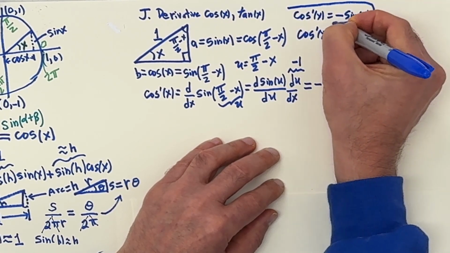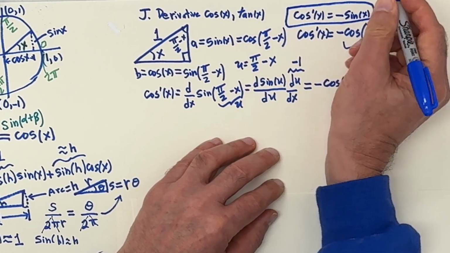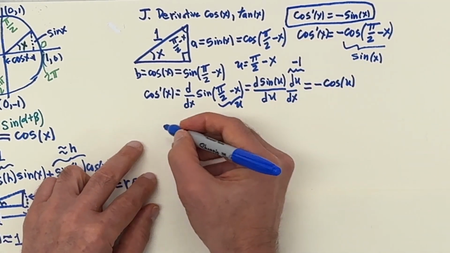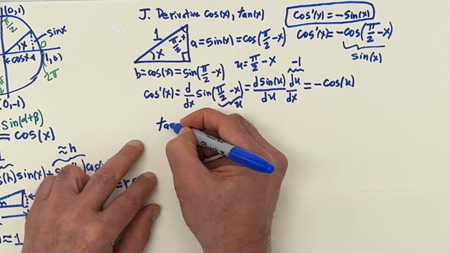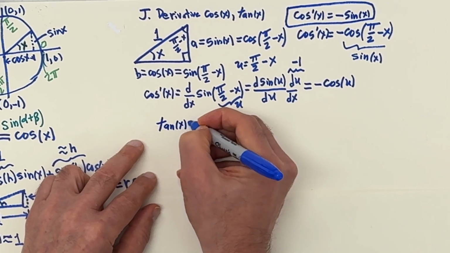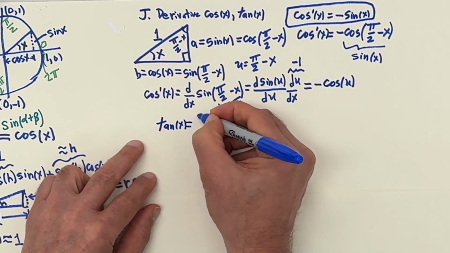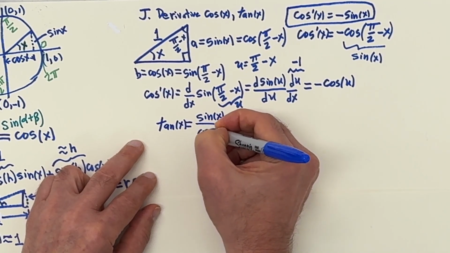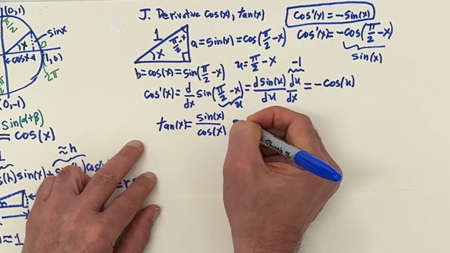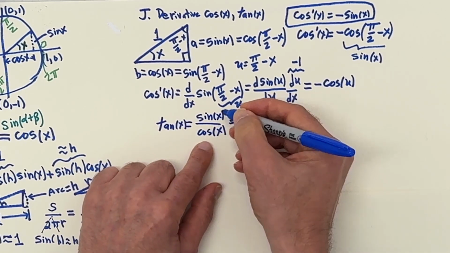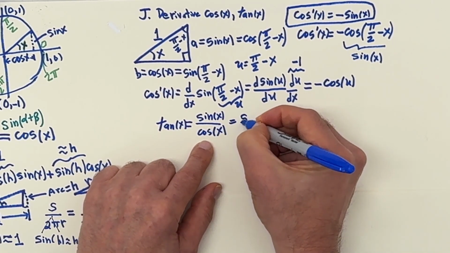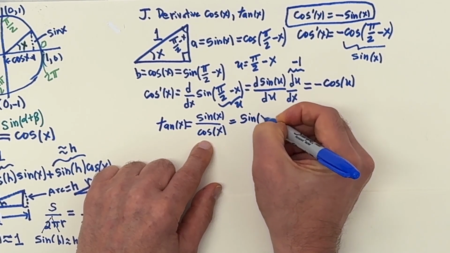That was short, and that's so short that I'm going to go ahead and do the tangent while we're at it. So let's look at the tangent. The tangent of x is the sine of x divided by the cosine of x. And what I would like to do is use the product rule. You know, I don't really like the division rule for derivatives since I have trouble remembering it.